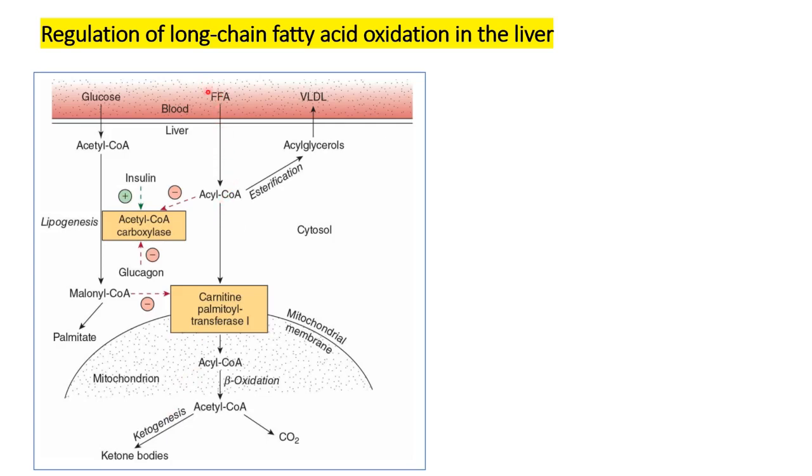Now, during fed state, there will be some amount of free fatty acids in the blood, and these free fatty acids will be esterified to form acylglycerols, which will be incorporated into VLDL, and transported in the blood circulation to the different tissues in which they will be utilized. So that is the basic thing.